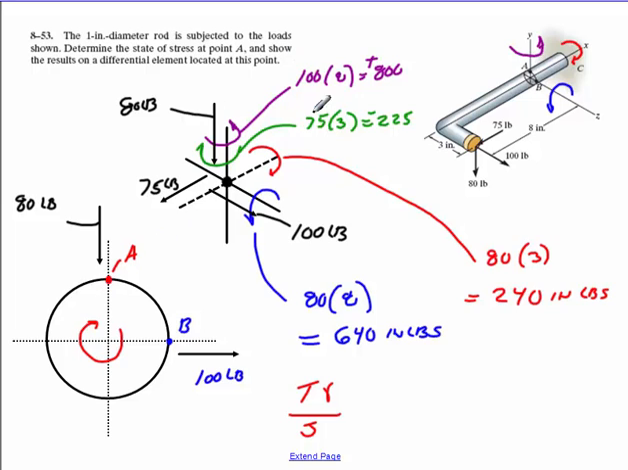Regarding the moments, let's talk about this. You got 800 and you got 225. So you'd have to take the difference of that. 800 minus 225, you get 575. So I'm going to draw that in purple. You'd get 575 going back around.